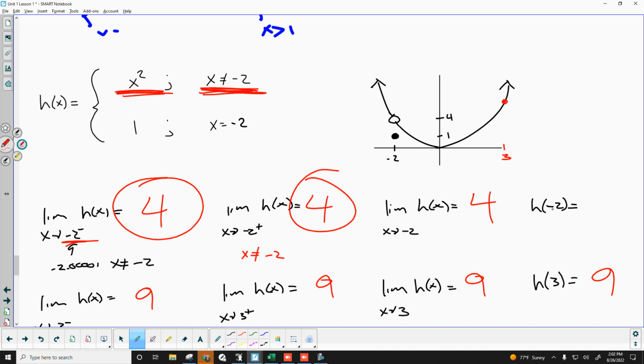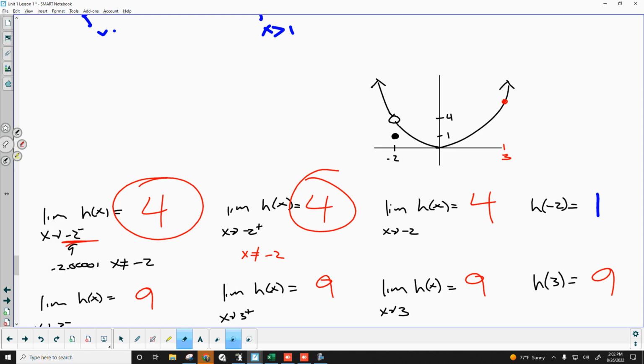If I ask you what h of negative 2 is, that is at negative 2. That is 1. But that makes no difference. If this wasn't even here, that would still be 4. If I didn't have a point here, that's still 4. Okay? If I don't have the equation for the stuff, all the answers are still the same.